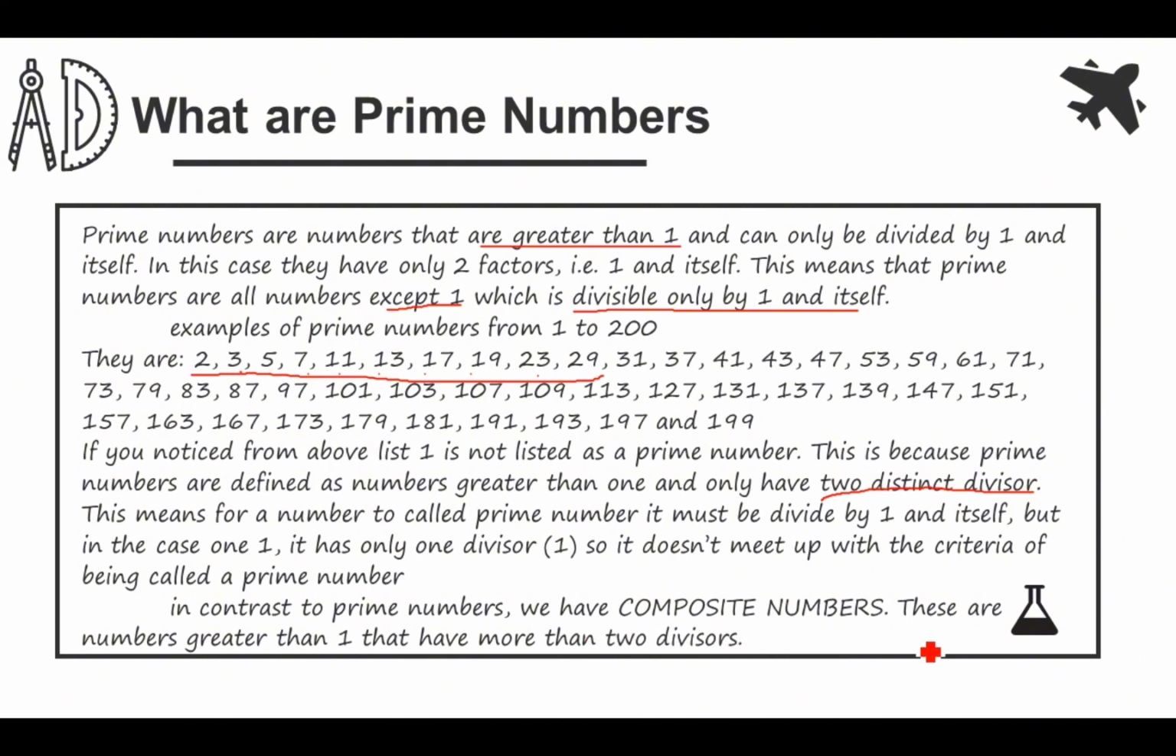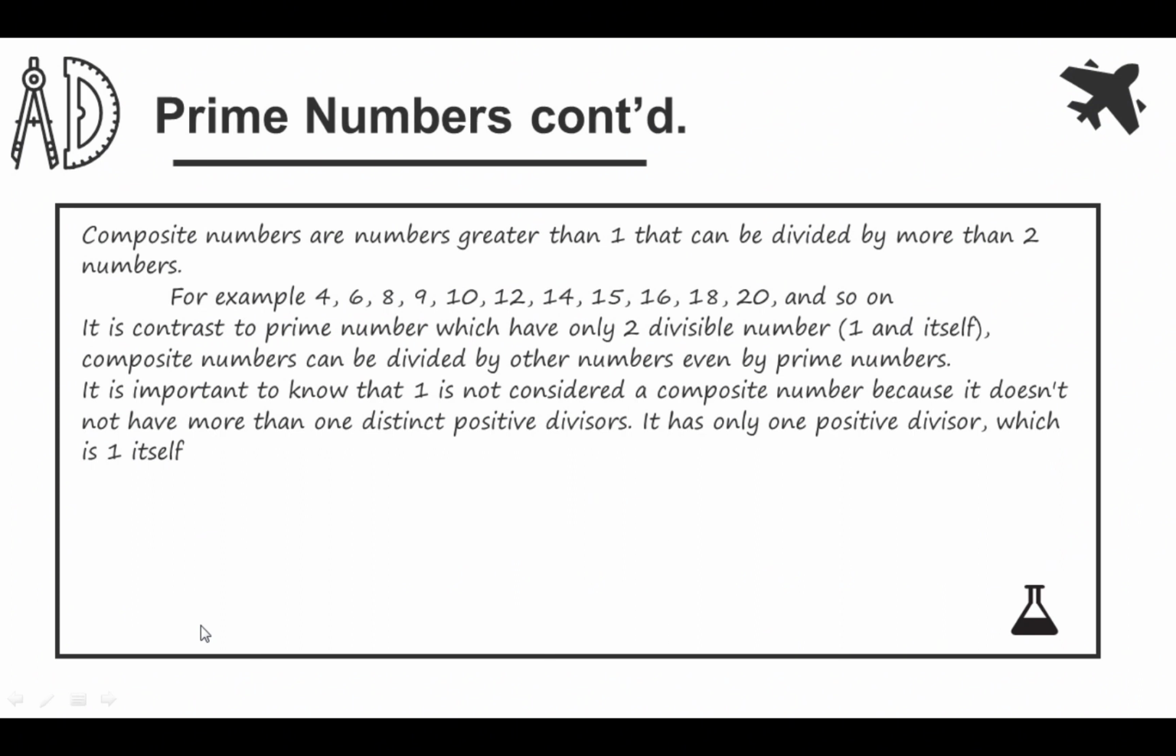Now here, in contrast to prime numbers, we have composite numbers. These are numbers that are greater than 1 that have more than 2 divisors.